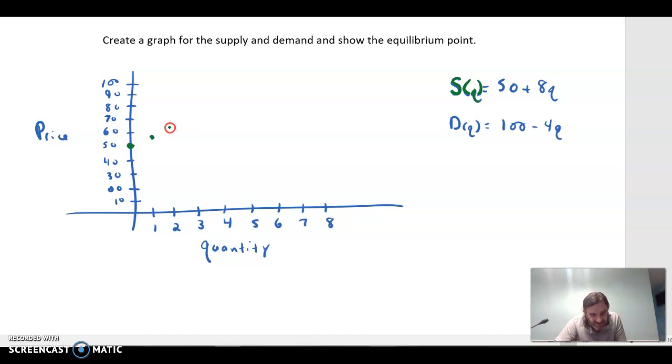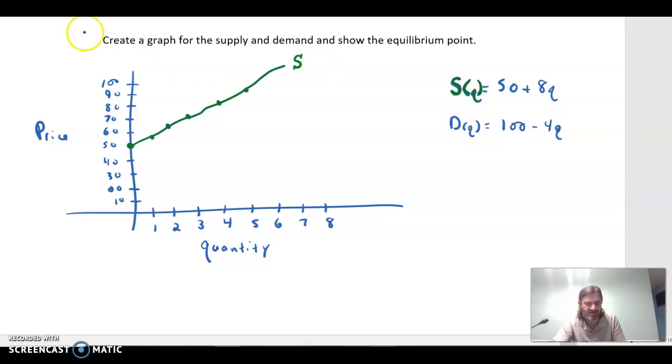It still didn't take. Why does it keep erasing my dot? And then 4 would be, we said, 82. I'm just trying to make a line here. And so I believe we're at 90 by the time we get to 5. So our supply curve, well, line here looks like this. So this is my S.